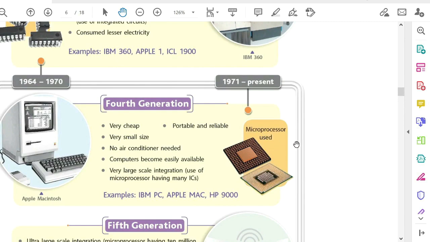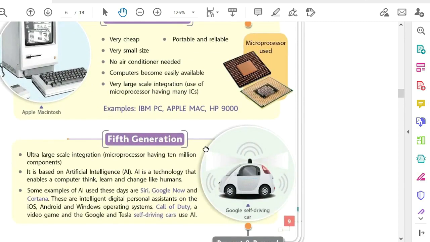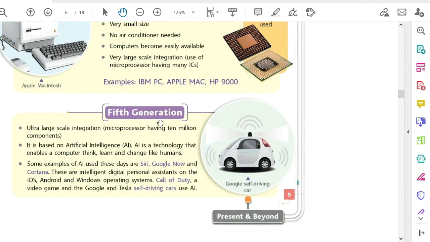Here we use microprocessor, which is very large scale integration. Then example. Then fifth generation computer. Still it has not come. We are waiting for fifth generation computer. Ultra large scale integration will be used in the microprocessor for processing. This generation computer will be based on artificial intelligence. This is the technology through which the computer will get the thinking power and will take decision like human.